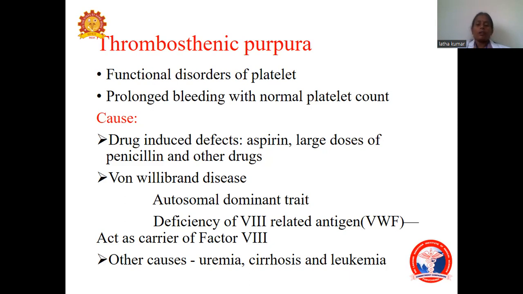Deficiency of factor 8 related antigen, so it acts as a carrier of factor 8. Other causes for thrombocytopenic purpura are uremia, cirrhosis, and leukemia.